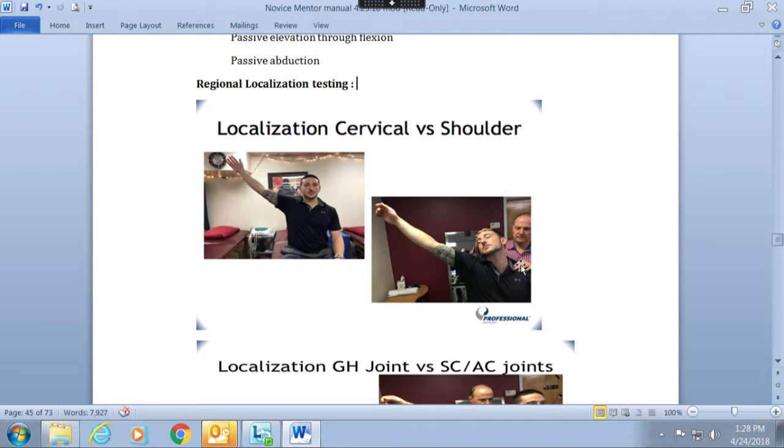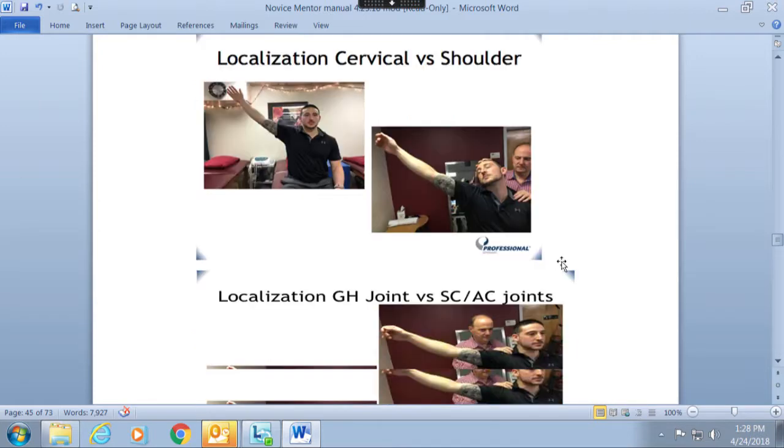Localization, for example: this patient has pain at 135 degrees of abduction. We have them come just off of that till the pain goes away. Then we add in a cervical component, which will be a quadrant position. If in this position the pain was gone, but now we put in a quadrant position and the pain returned or increased in the arm, it is a cervically driven problem.